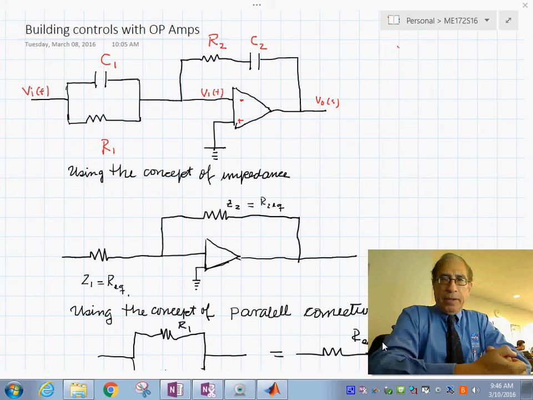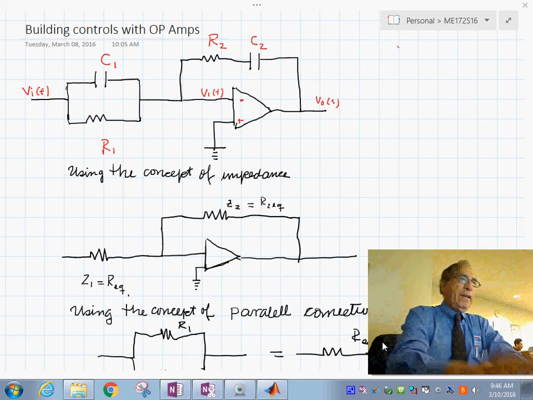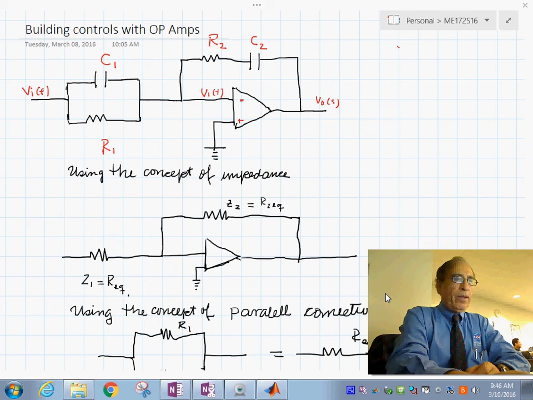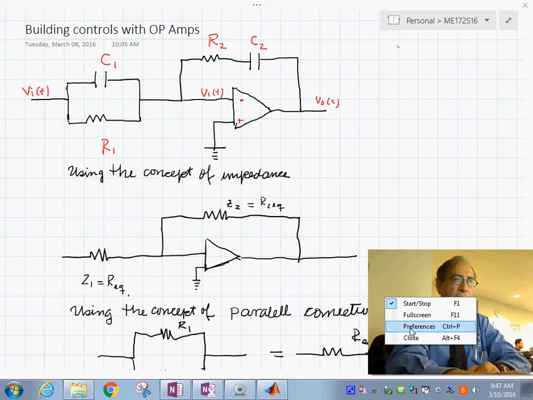In other words, the circuits that we are seeing right now and these operational amplifiers are used to design the actual hardware that goes into building different types of control. So using this little example, we're gonna see how that comes out. So let's get going. I'm gonna continue from the last video that we did, the last lecture.